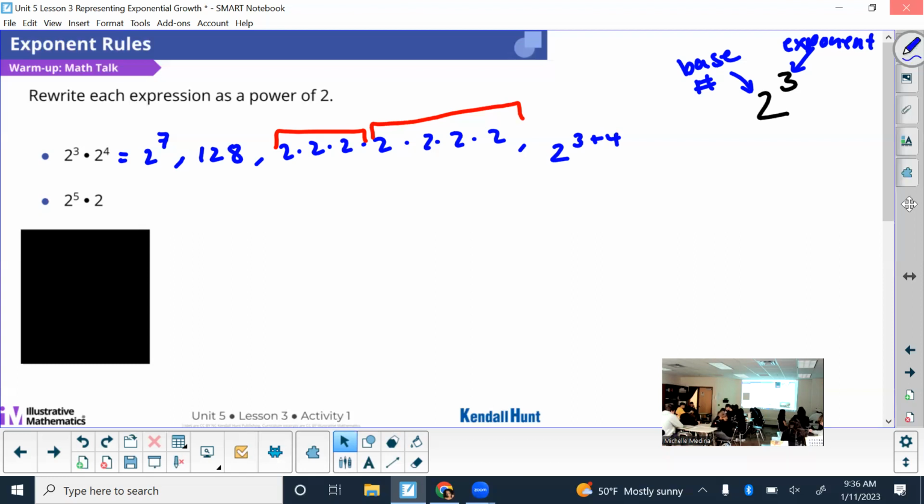All right, Ryan, is that a thumb up? Okay, what did you get? 2 to the power of 6. Anyone get something different or write it differently? Brandon? All right, 2 to the power of 5 plus 1. Anyone get something different else? All right, so both of those are written to the power of 2. Good job. This is your simplified answer.